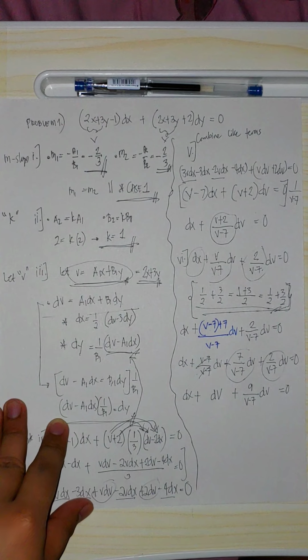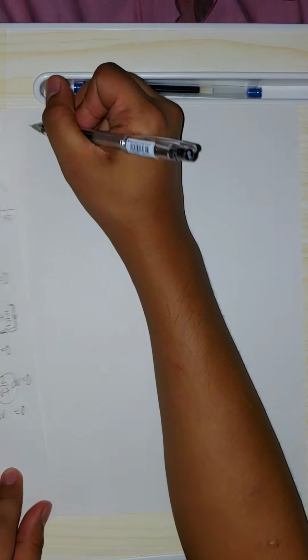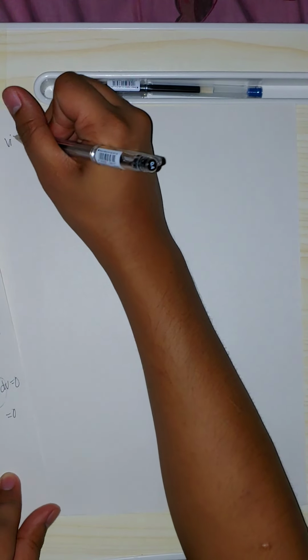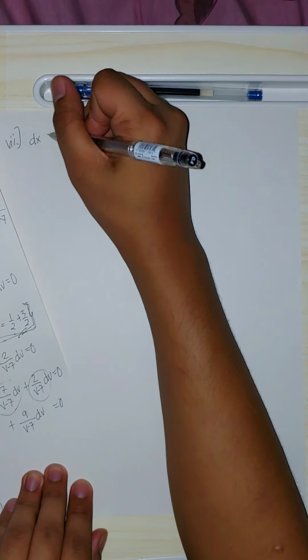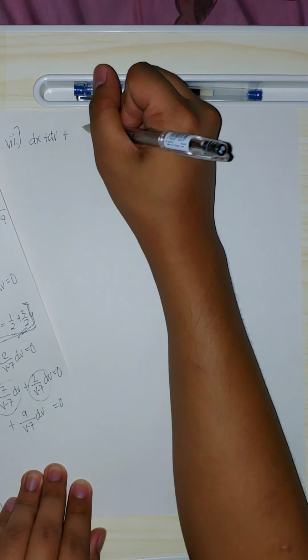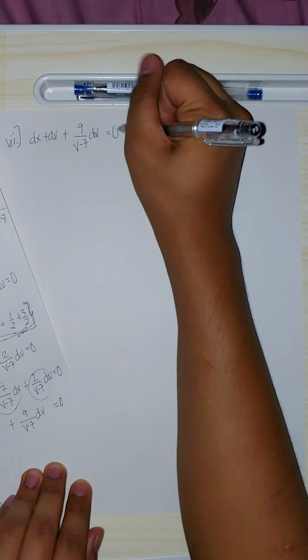Next, what is next to do? I will just rewrite it on the next paper. So we have this equation: dx plus dv plus 9 over (v minus 7) dv equals 0.